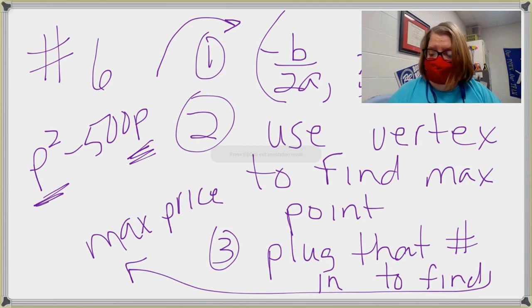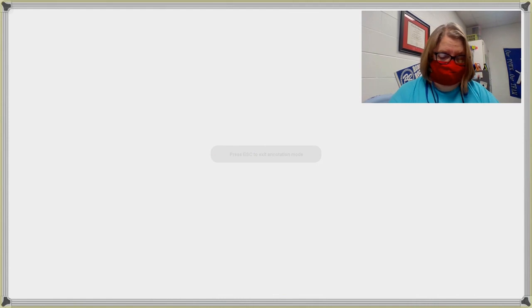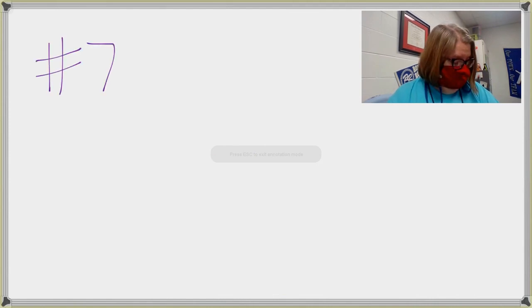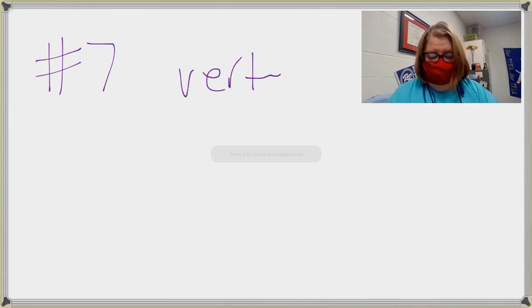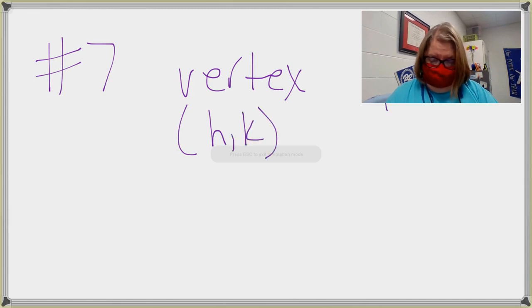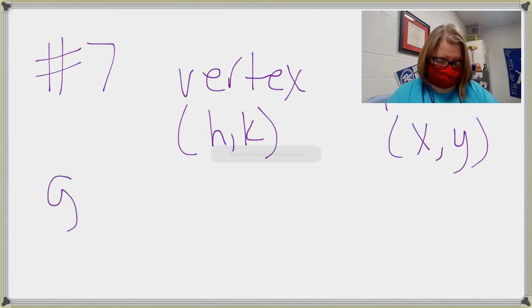One more I wanted to tell you about, number 7. This is on 5.2, today's assignment. Number 7 gives you the vertex and a point. They want you to graph, but it asks you for a third point.